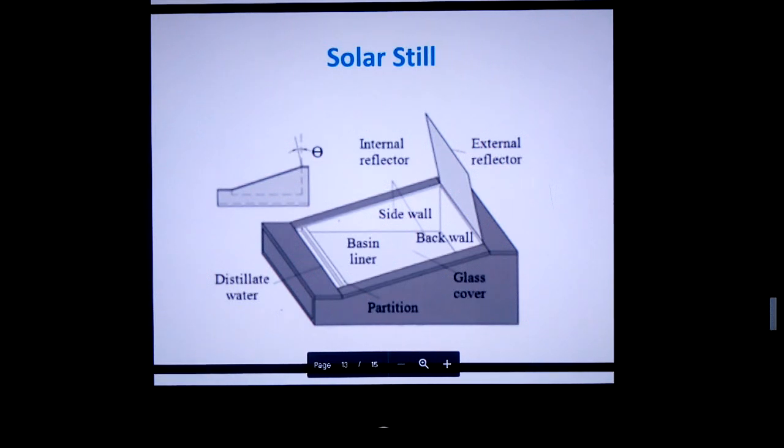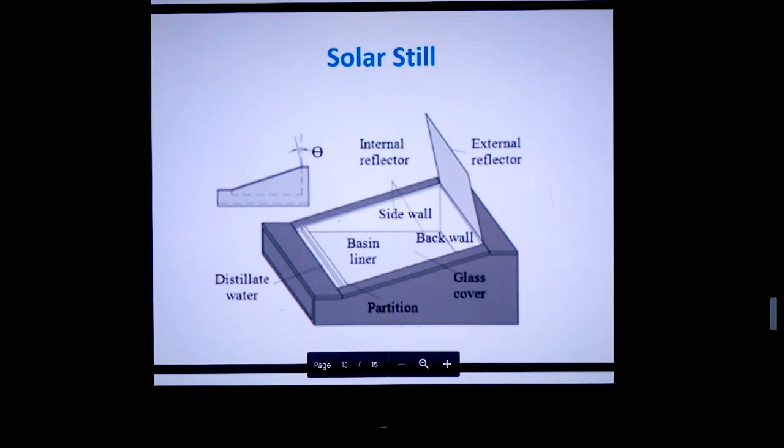Its upper part is slanting towards the base and also has a U-shaped construction to let the fresh water flow down into a container. It has a blackened surface to absorb more sunlight and is covered with a transparent cover made of glass or plastic film which allows the sunlight to pass through it.